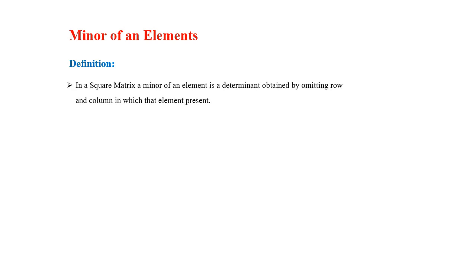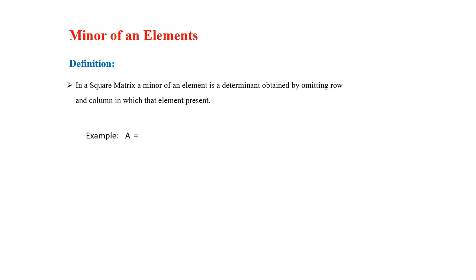In this video, we will study the minor of an element. So we will start with the definition. What is the definition? In a square matrix, the minor of an element is a determinant obtained by deleting the row and column in which that element is present. So this is a very simple definition.